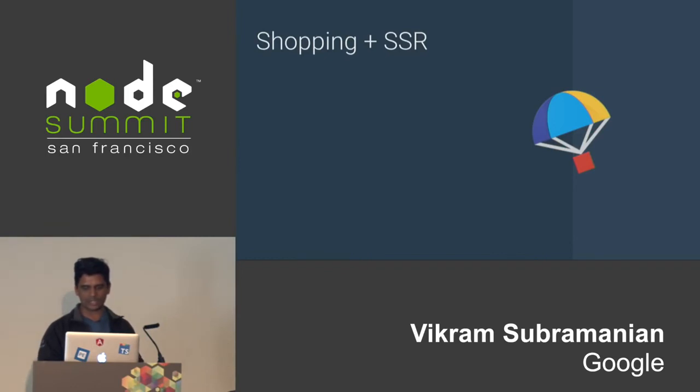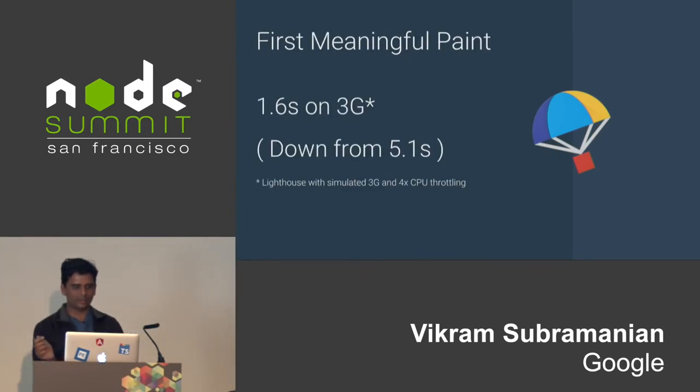Shopping plus SSR is going to release anytime this week. And so we just ran some very initial experiments on a system even before production. The first meaningful paint time is down to 1.6 seconds, which was below our target of 3 seconds, down from 5.1 seconds. So we think this is a good improvement and forms the base on which we can do further optimizations.